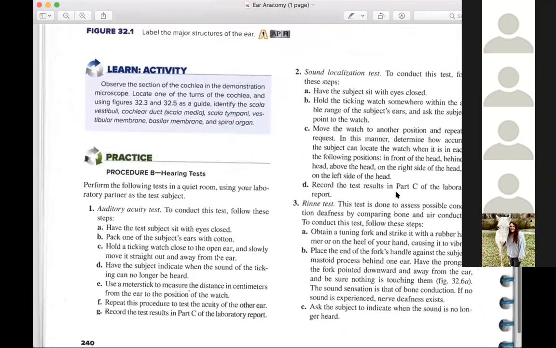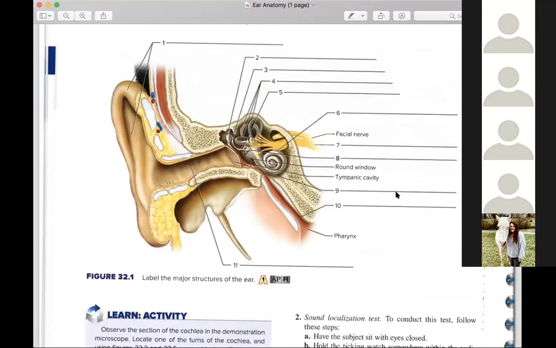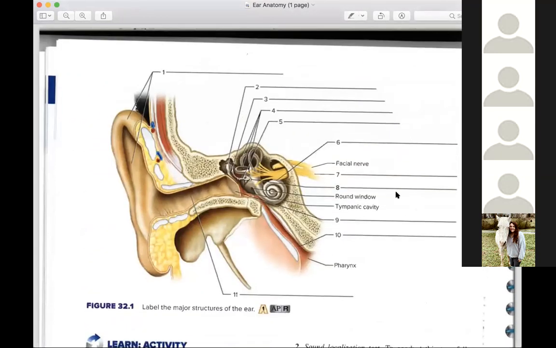You need to kind of go back and finish whatever you don't have filled in. Okay. All right. So let's go to your next image. Perfect.